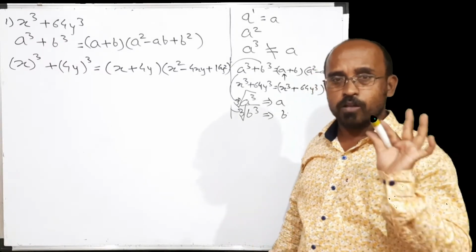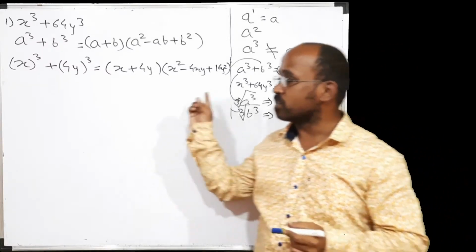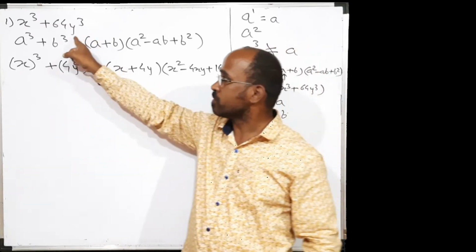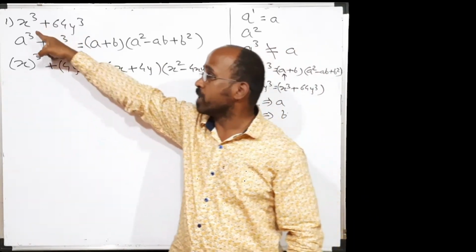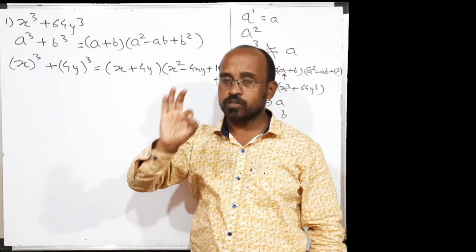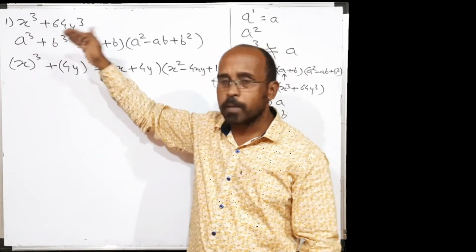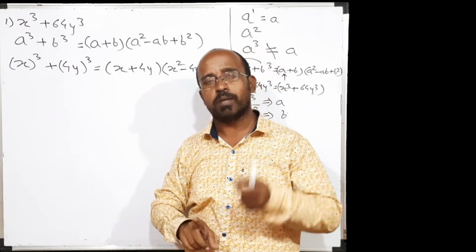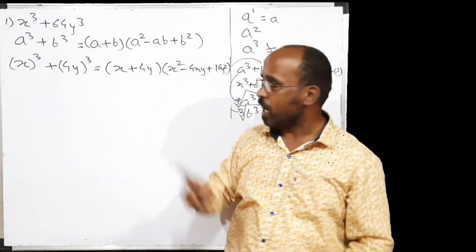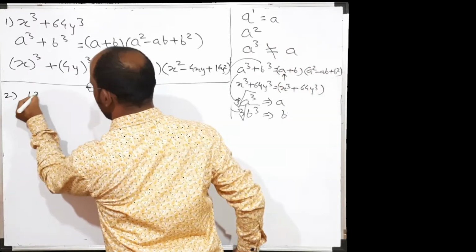You got it? So students, the steps: first, find out the cube root of the given cubes. That is the most important part. So by finding out the cube root, you will easily come to know what is meant by a, what is meant by b, and then you can replace it.